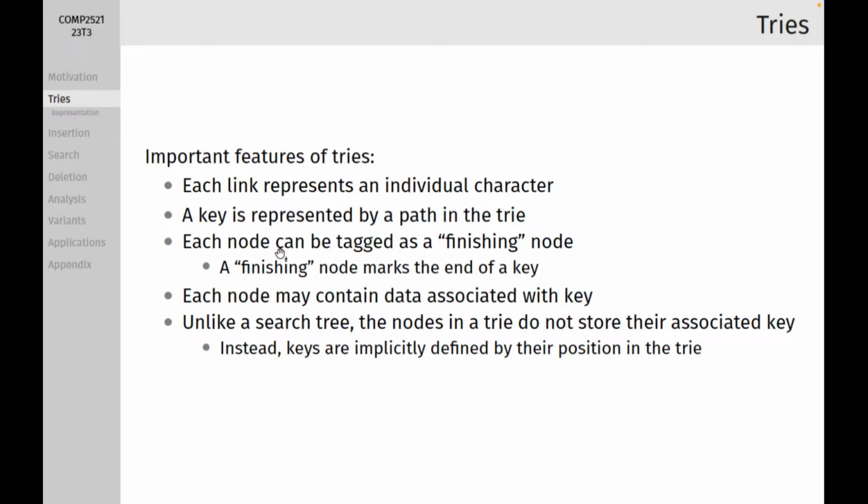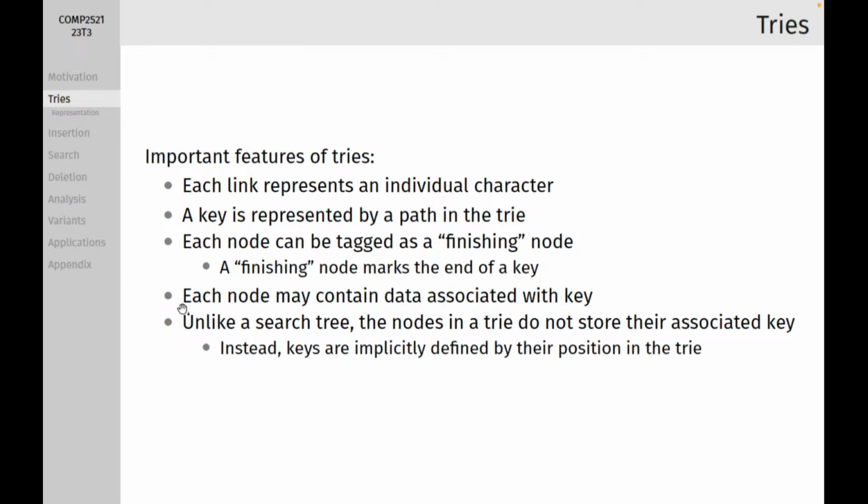I talked about finishing nodes already: each node can be tagged as a finishing node, and a finishing node marks the end of a key. As well as storing keys in the trie, each node can also contain some extra data associated with the key. For example, if you're using the trie to store words and their definitions, then the extra data would be the definitions of the words, and your keys would be the words themselves.